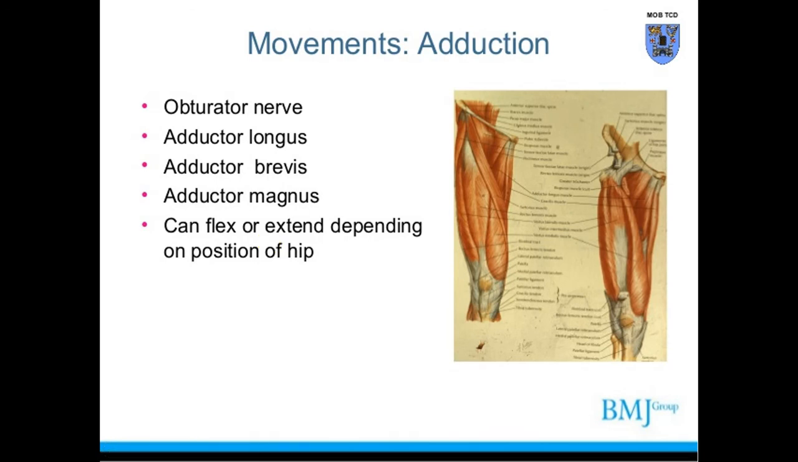Adduction: the muscles present on the adductor side are adductor longus, brevis, and magnus, and some of these muscles can also flex or extend the hip joint depending upon the position of the muscle. As we have seen, adductor longus will also cause flexion, and the adductor magnus hamstring part will cause extension of the hip joint also. So the main function is adduction, but along with that, due to their position, some of these muscles can cause flexion or extension of the hip joint.